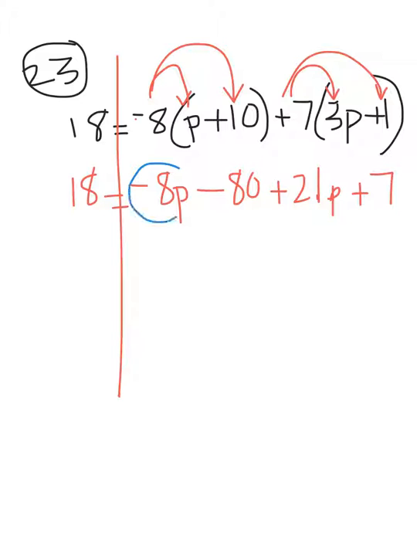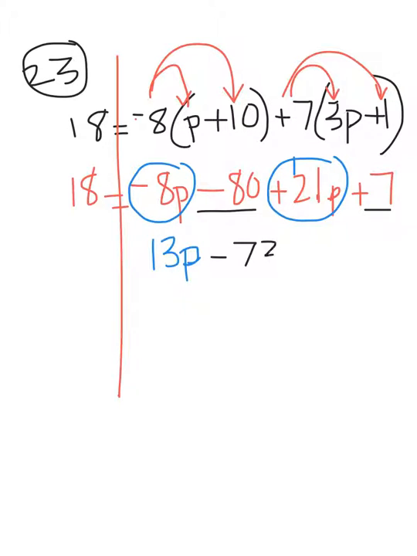I could combine this negative 8p and this 21p. So I'm going to go ahead and do that. I'm going to go negative 8 plus 21, and that will give me positive 13p. There's more positive here, so the answer is positive 13p. And I'm going to combine negative 80 and 7. So negative 80 plus 7 will give me a negative 73 right there. And there's more negatives, so that's why it's a negative 73. And 18 stays over here.